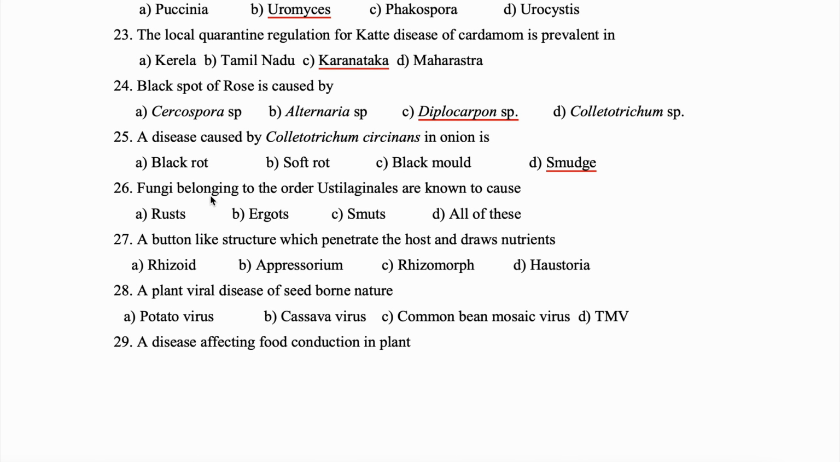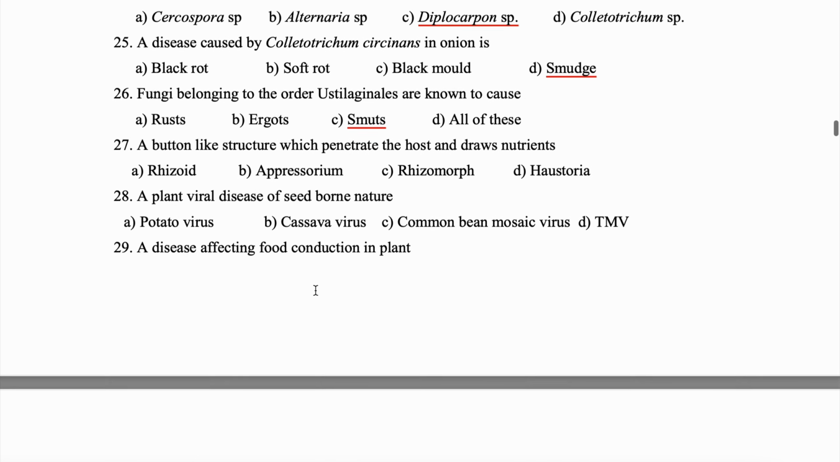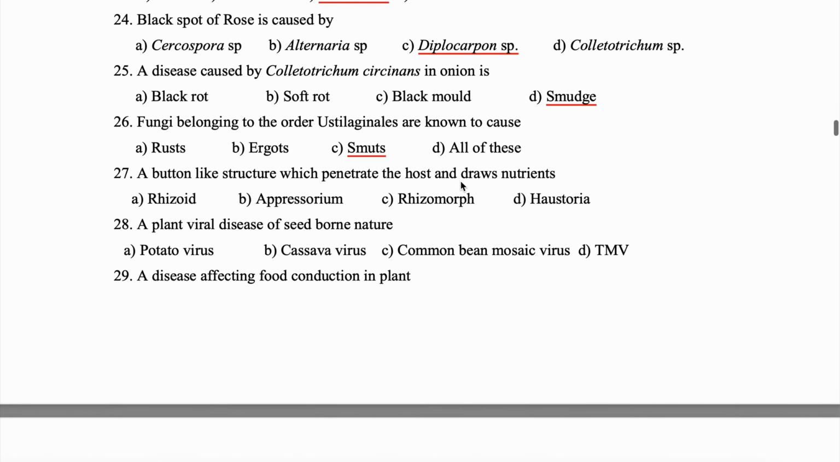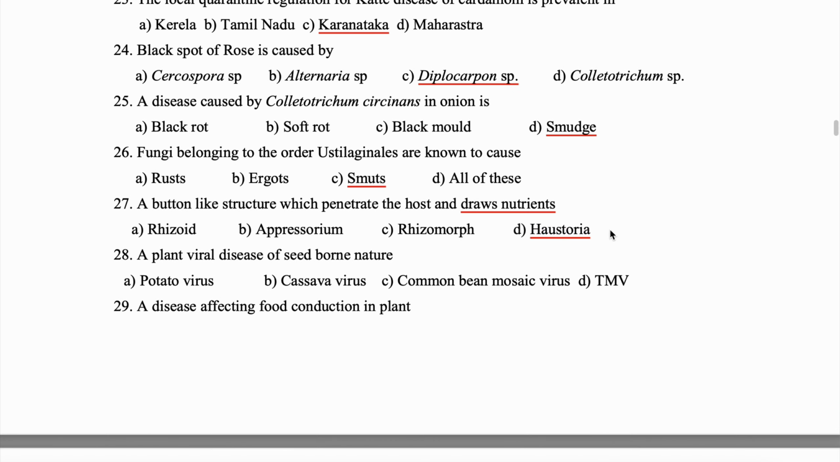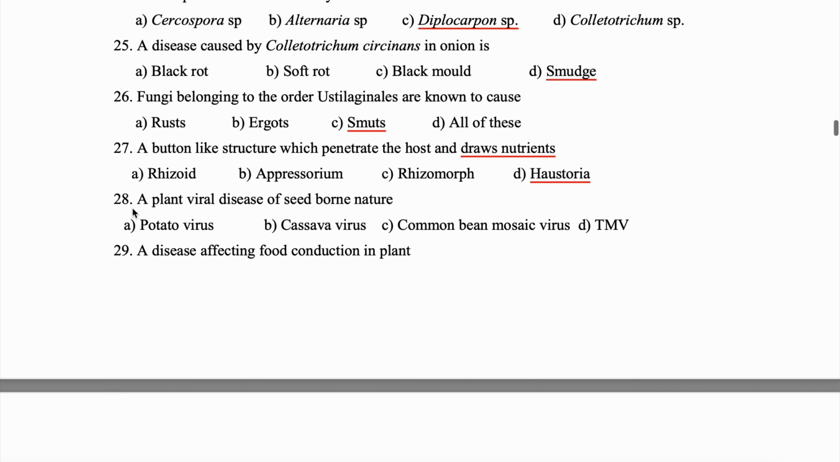26. Fungi belonging to the order Ustilaginales are known to cause smut diseases. Question 27. A button-like structure which penetrates the host and draws nutrients. Now in the question, the most important thing we need to remember is it draws nutrients. And which is that structure? It is haustoria.